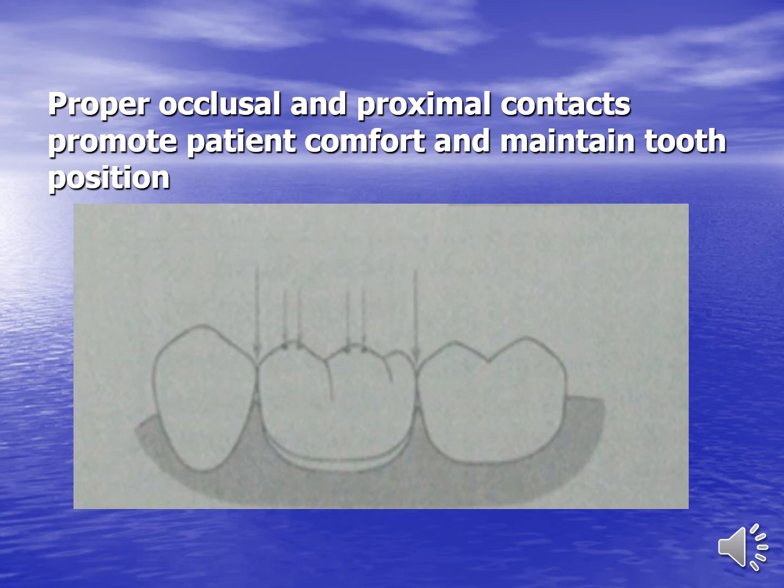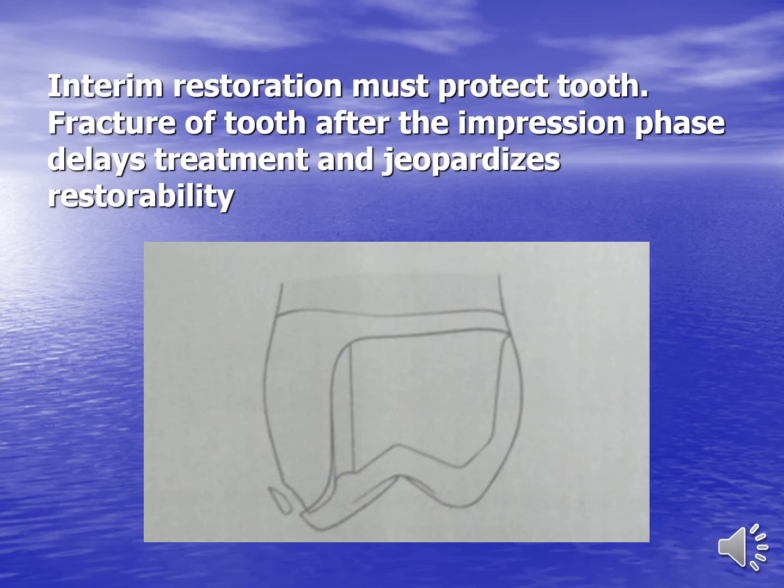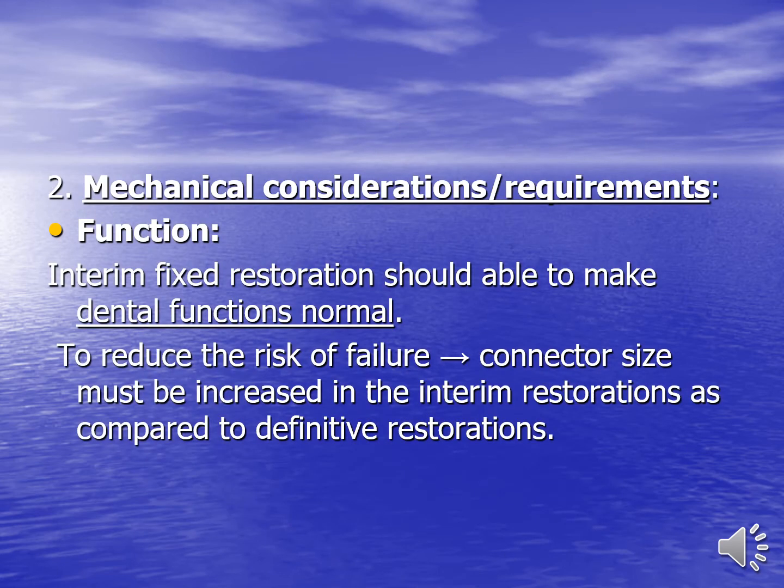So it should provide occlusal stability. If it is not providing appropriate proximal contact, we could have such a horizontal movement of the prepared tooth stump. This has already been discussed. Now, mechanical considerations or requirements. Foremost, as we have discussed the mechanical considerations related to a definitive restoration, it should provide appropriate retention as well as resistance to lateral dislodgement.